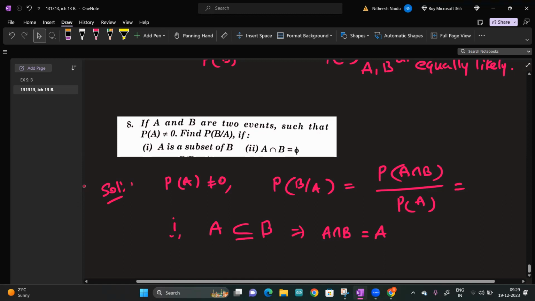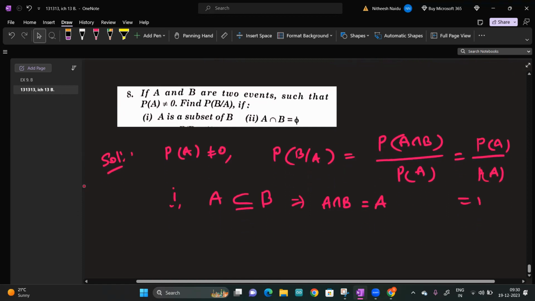Therefore, P of A intersection B is P of A, so it is P of A by P of A. How much is it? 1. If probability is 1, what is it? It is a sure event. B given A is called a sure event.